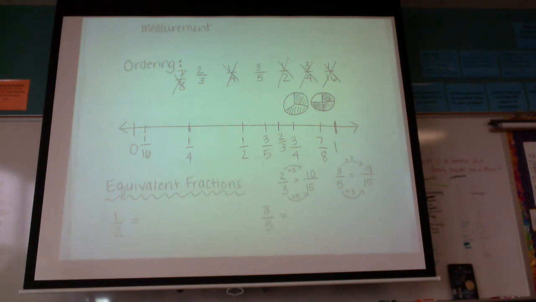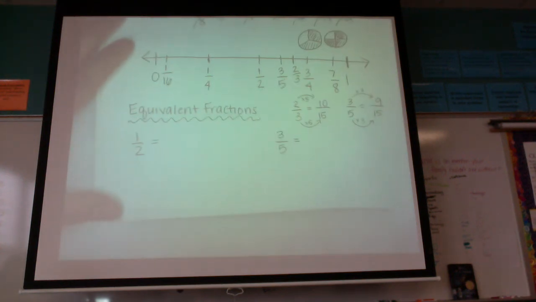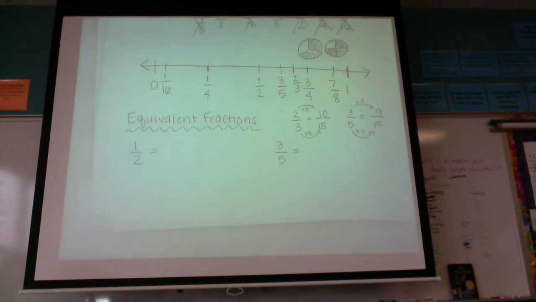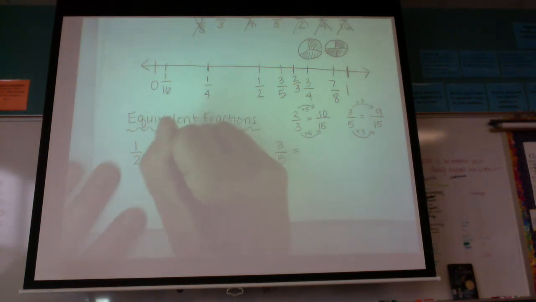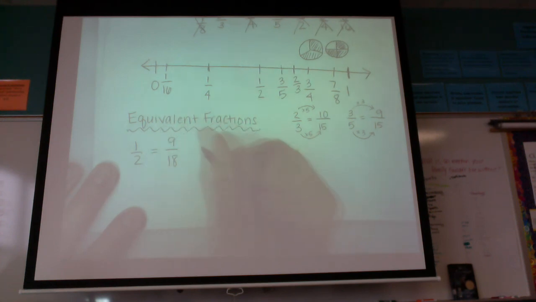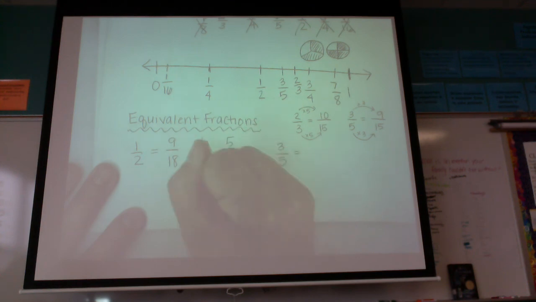So continuing on with equivalent fractions, I want you to think of equivalent fractions that equal 1/2. Well, you know from that last assessment we took that 9/18 does. Also, you could do 6/12, 5/10, 4/8.